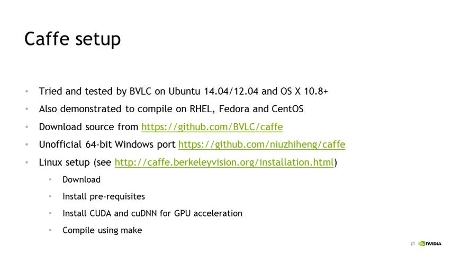These include Linux applications and libraries, as well as some Python libraries. Then you install CUDA and cuDNN if you want to take advantage of GPU acceleration, and then you compile Caffe from source using make. There is an unofficial 64-bit Windows port of Caffe, but that's not supported by BVLC.